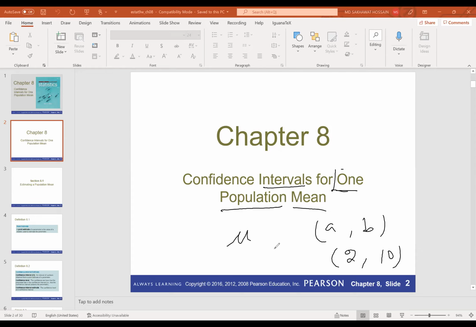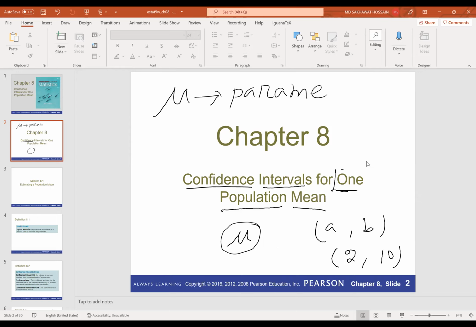Now the question is, what is a confidence interval? The confidence interval means we'll have a confidence level. That means we'll construct an interval for mu. Mu is a parameter, and this is unknown. This is called a parameter, and this is unknown.